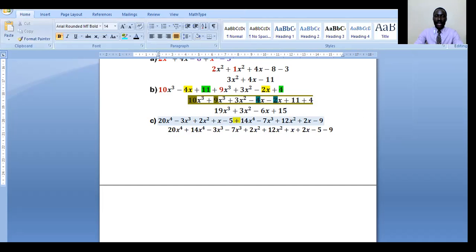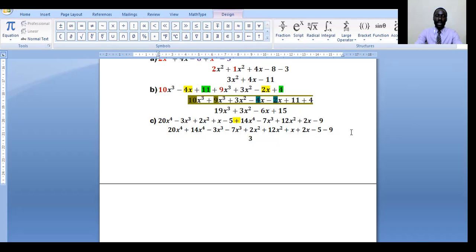Well, in the next step, now that we have these like terms grouped, we then add the numbers in front. So here we will be adding the coefficient of x with exponent 4 and also this other one here. Notice that when we add 20 to 14, we get 34. So that would give us 34x with exponent 4. We don't do anything to the exponent, we don't do anything to the variable, we just add the coefficient.